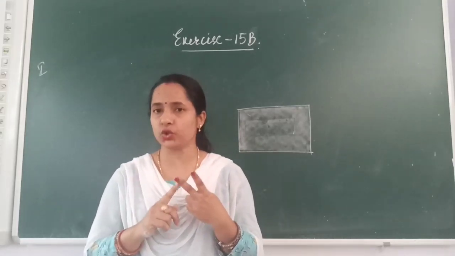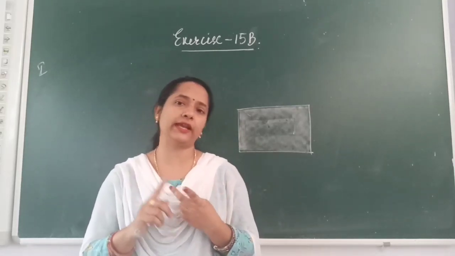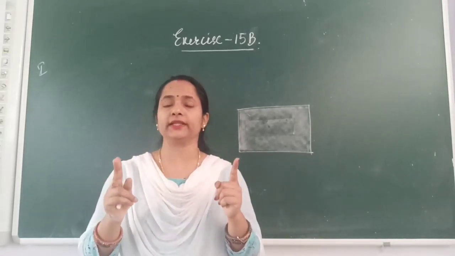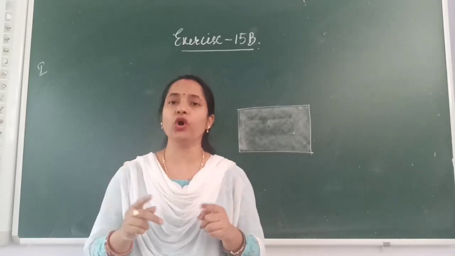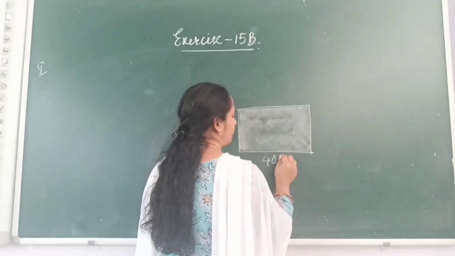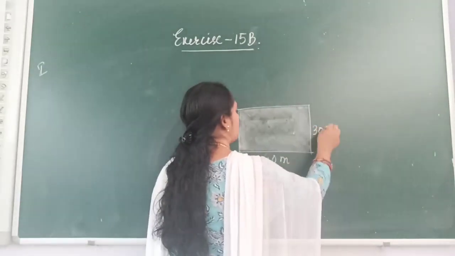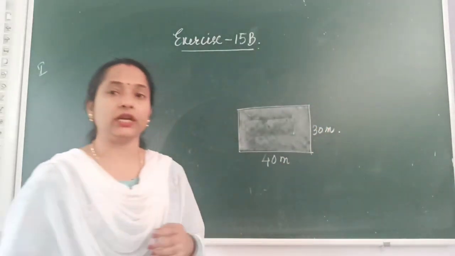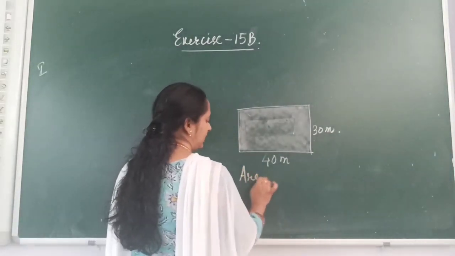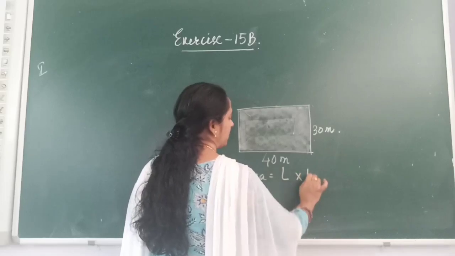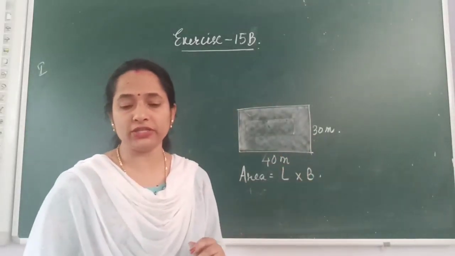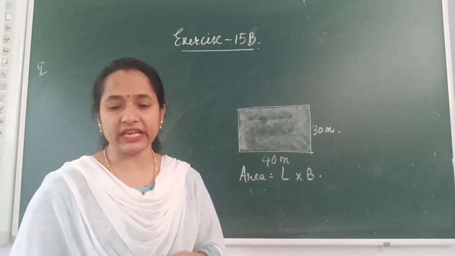Out of these two given dimensions, which one will be the length and which one will be the breadth? Obviously the longer one, the one whose measurement is more, that will be the length. So the length of the rectangular field will be 40 meters, whereas the breadth will be 30 meters. Now what is the formula for area of a rectangle? Area is equal to length multiplied by breadth. Simply by multiplying the dimensions of the field you can get the area.